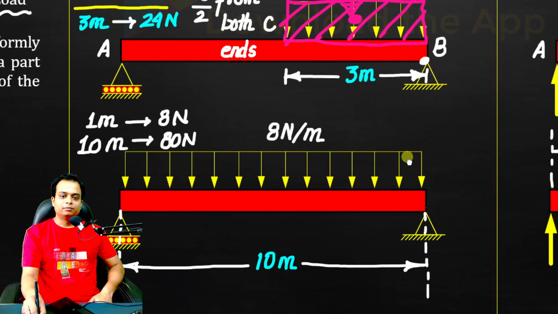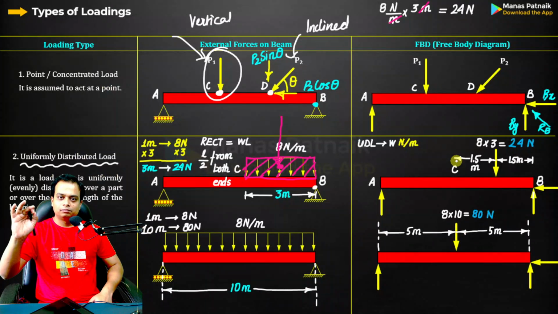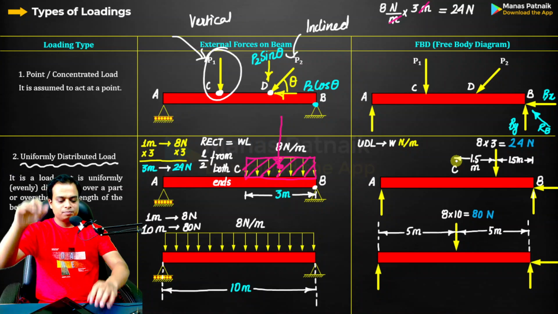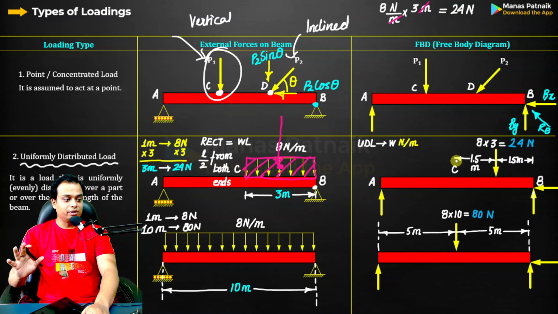Now you got the point. 10 by 2, that is 5. UDL understood? I sincerely hope that you now have understood UDLs.